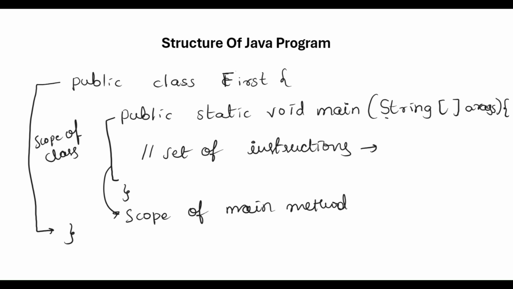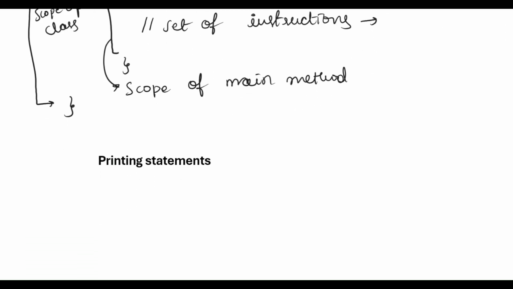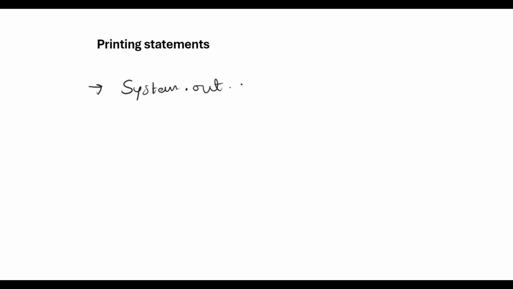So the next concept is the printing statement. Printing statements are used to print the data. In Java, generally we have two types of printing statement. One is System.out.print, and this statement is used to print the data.